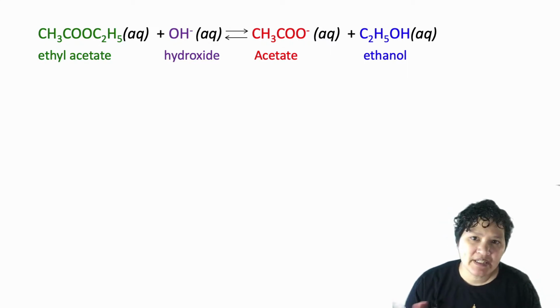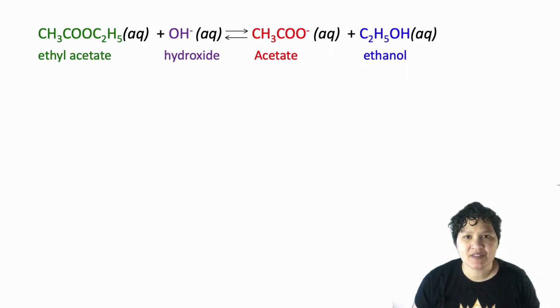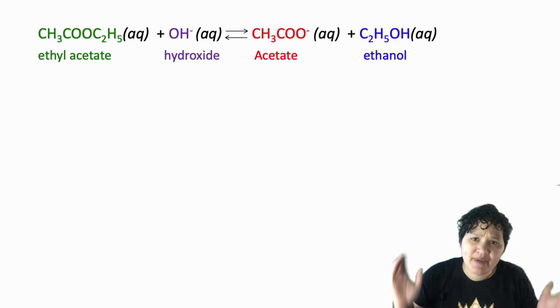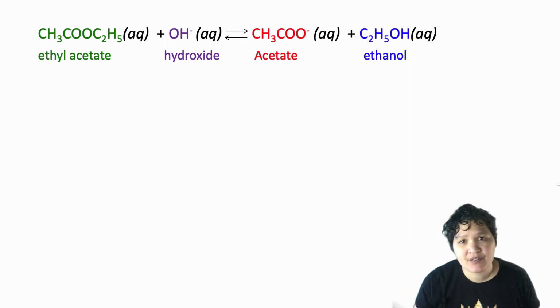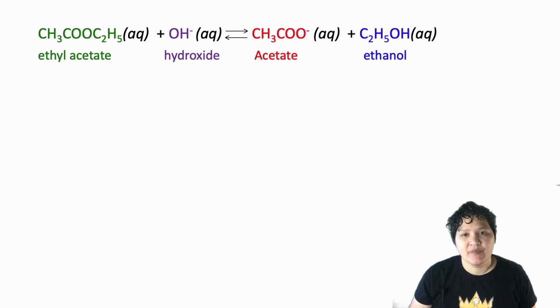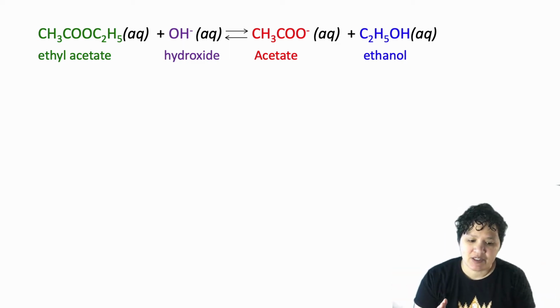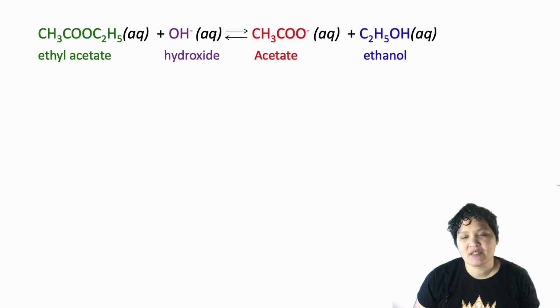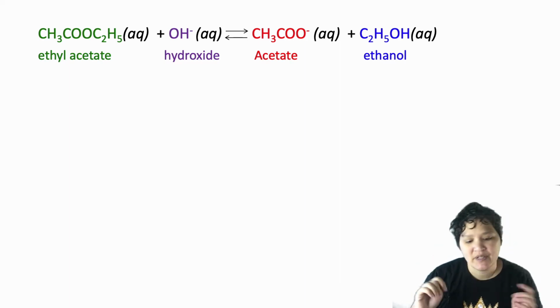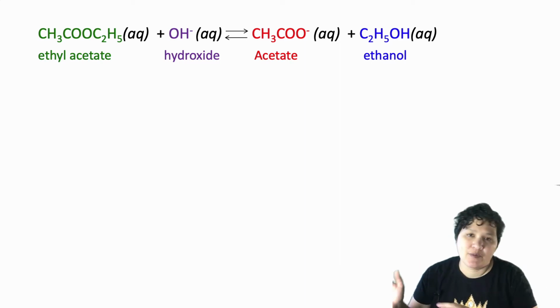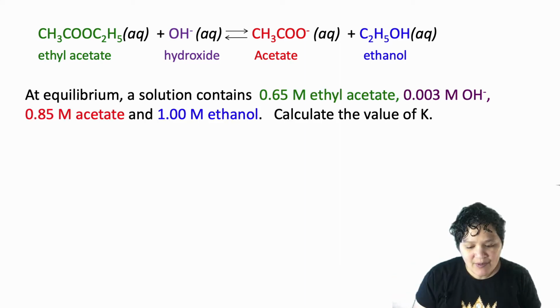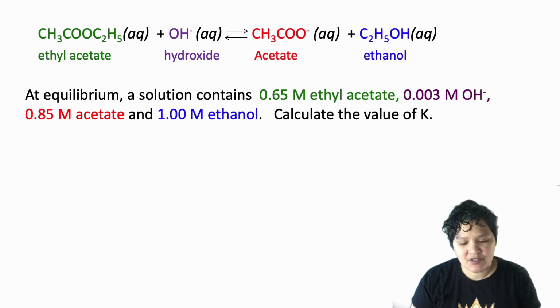Knowing that, we can calculate the equilibrium constant by just measuring the concentrations of everything in a system, both reactants and products, at equilibrium, and then plugging them into the mass action expression. So in this particular case, we have the reaction between ethyl acetate and hydroxide, and those two can react to form acetate and ethanol. The problem gives concentrations.